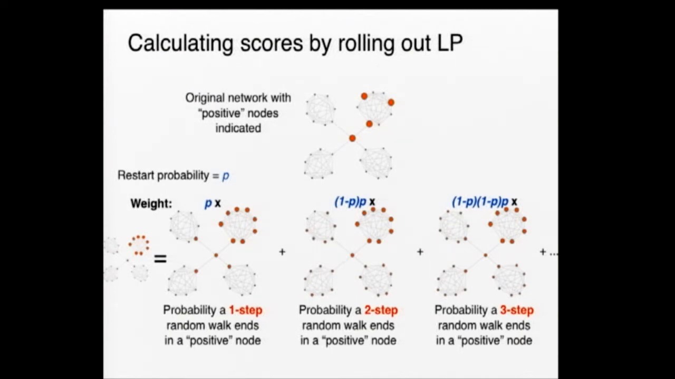But because P is less than 1, these things keep getting smaller and smaller over time, and these probabilities are bounded by 1. You can't have a probability more than 1, right? So the contributions of the ones that are way over here get smaller and smaller. So really, let's just talk about these first three steps.